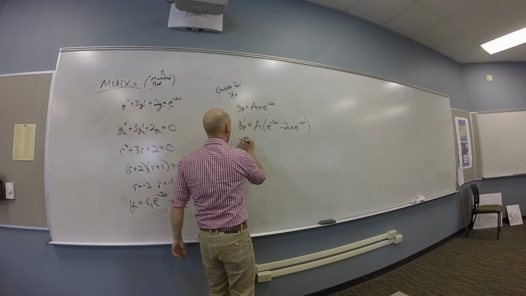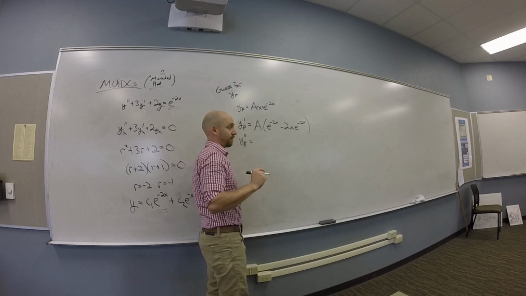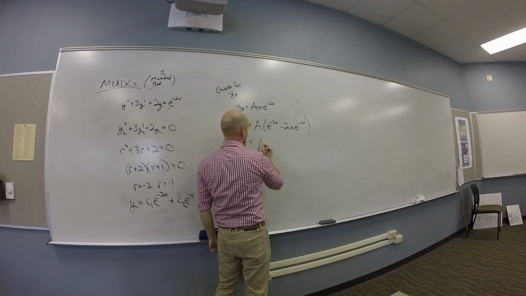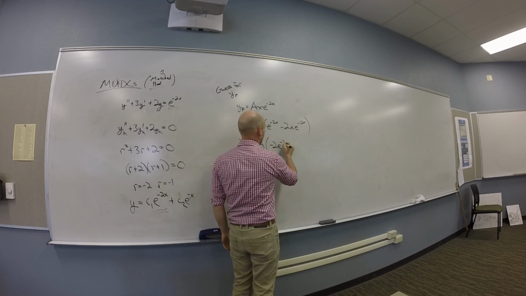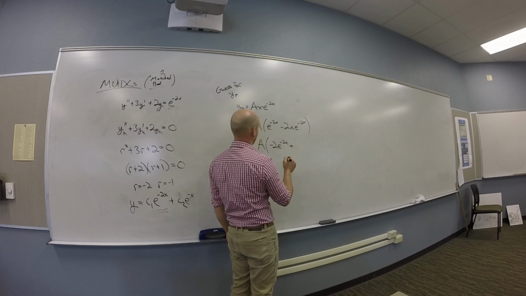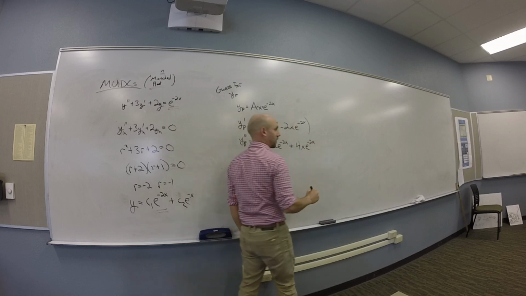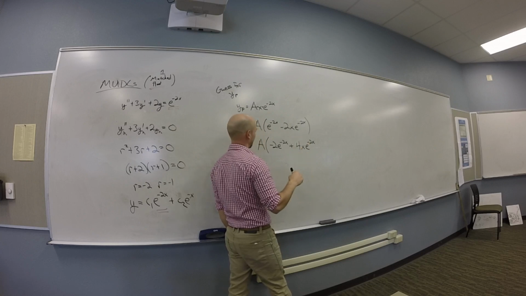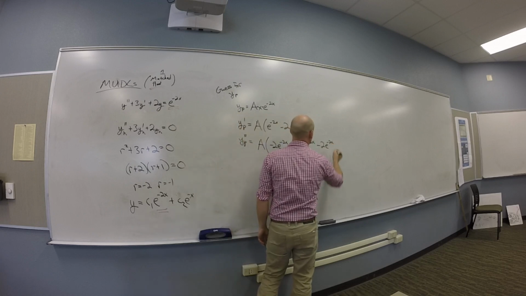Okay, so what's YP double prime? It would just be A times negative 2e to the negative 2x, plus 4x e to the negative 2x. And then the other one, negative 2e to the negative 2x.